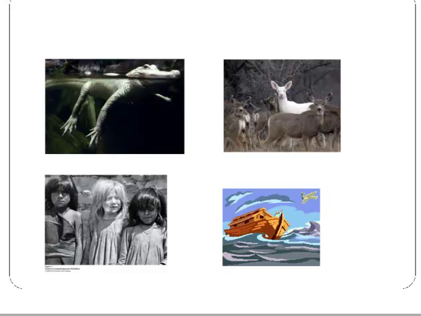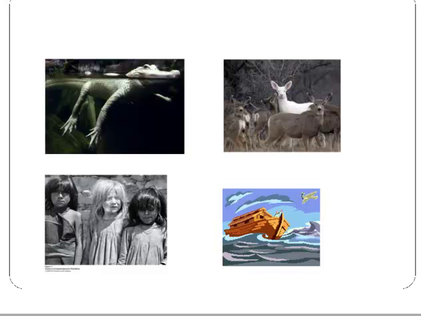One other case of a possible albino, and you guys may recognize this. This is a cartoon depiction of Noah's Ark, and Noah may have been an albino. And I'll read something here that discusses: was Noah an albino?